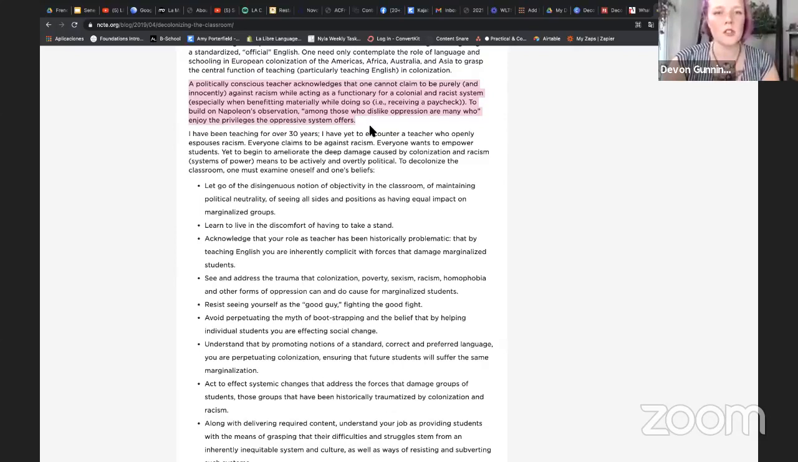A politically conscious teacher acknowledges that one cannot claim to be purely and innocently against racism while acting as a functionary for a colonial and racist system, especially when benefiting materially while doing so, receiving a paycheck. To build on Napoleon's observation, among those who dislike oppression are many who enjoy the privileges the oppressive system offers.